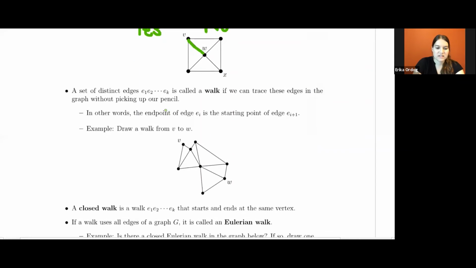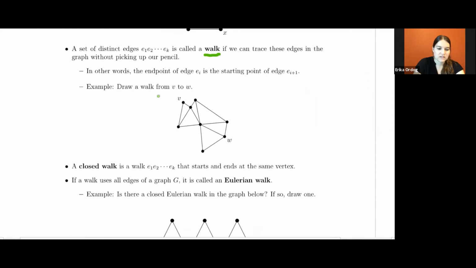So now a set of distinct edges, E1, E2 through Ek, distinct means that none of these are equal to the others, is called a walk if we can trace these edges in the graph without picking up our pencil. So in other words, the endpoint of edge Ei is the starting point of the next edge Ei+1. So let's look at this example. Why don't you pause the video for a second and draw a walk in this graph from V to W.